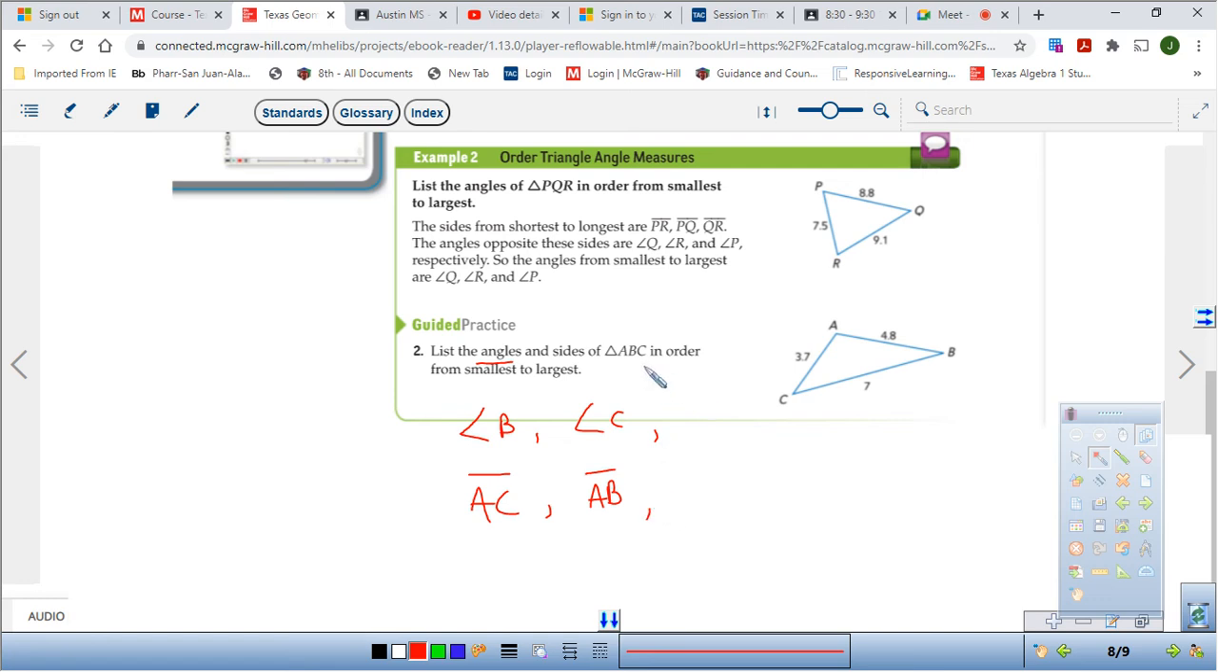Then we'll come back over here. The longest one would be angle, I don't know yet, but I know it's across from CB. And so we're going to go angle A. And there it is. Pretty easy. Not too bad.